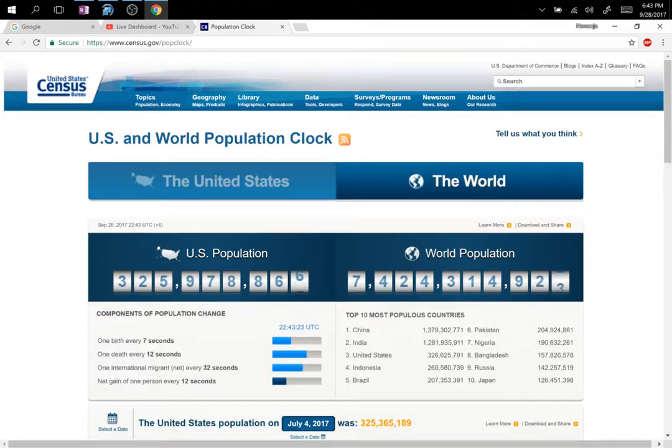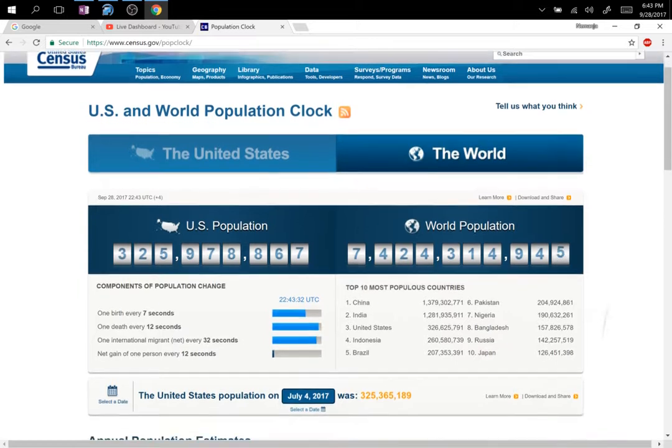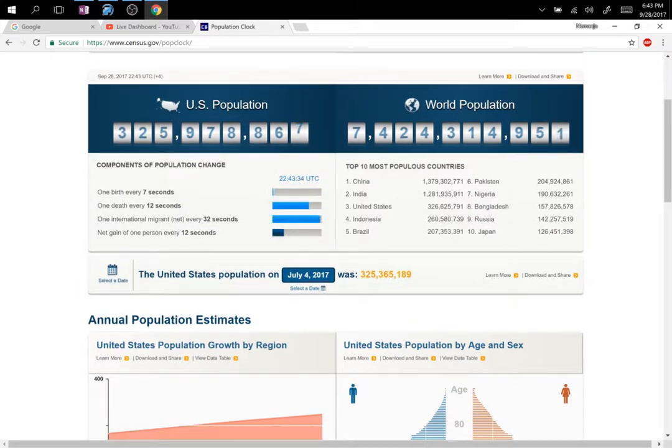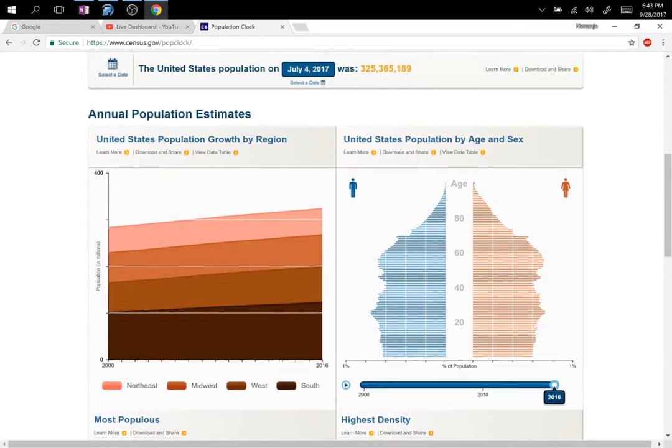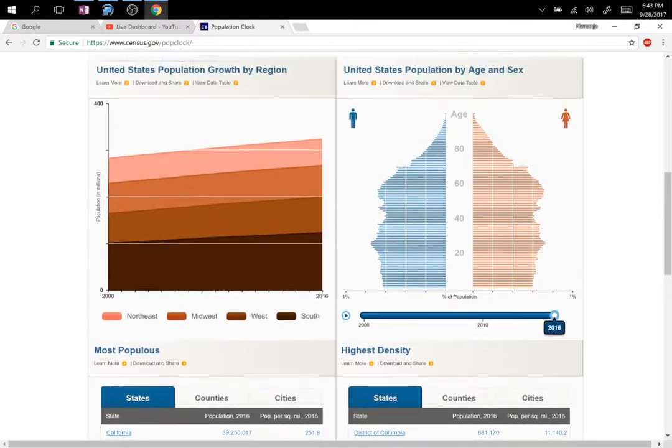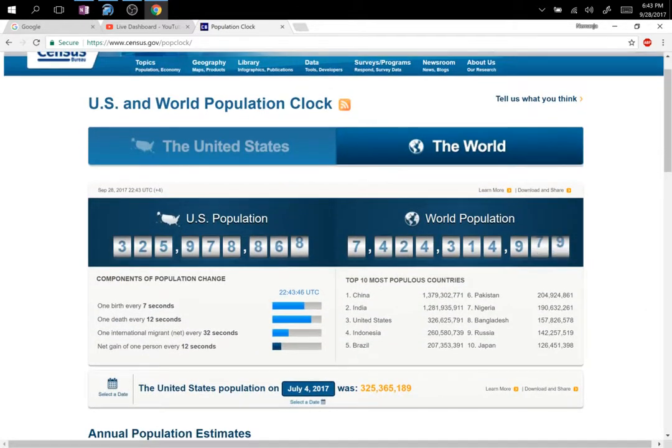One international migrant every 32 seconds. So there's a net gain of one person every 12 seconds. It tells you that this is more of the United States. The world's most populous countries: China, India, United States, Indonesia, Brazil, Pakistan, Nigeria, and there's Japan, 126 million.